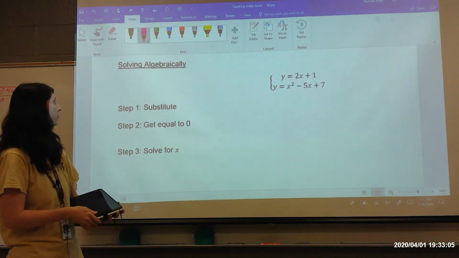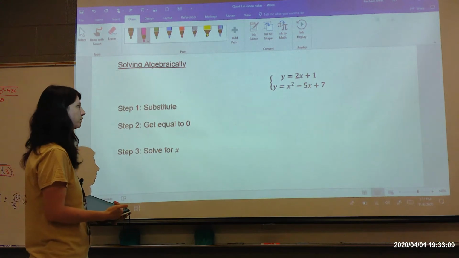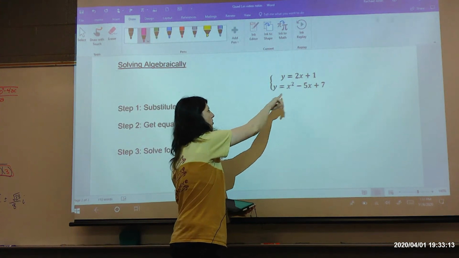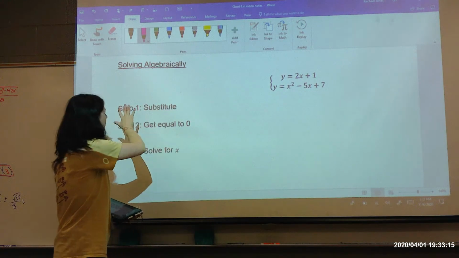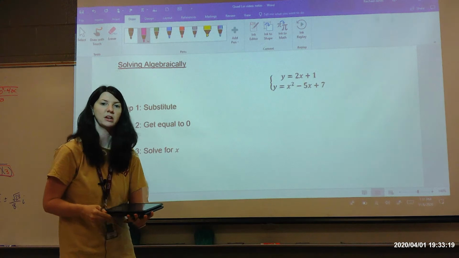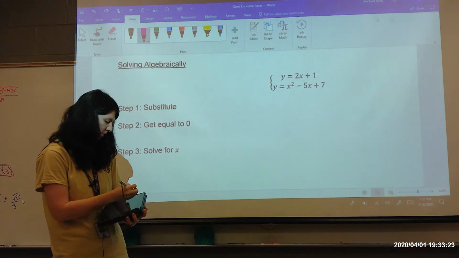Now let's look at solving it algebraically, which means going through the equations. So I have my system of equations here, my linear one on top, my quadratic one on the bottom. These are the steps I'm going to follow. I'm going to use the process of substitution. This is a process we learned with linear equations, and it still works for linear quadratic equations.